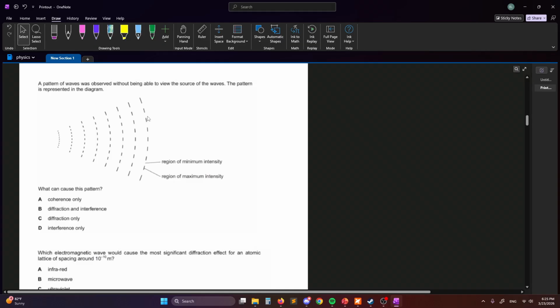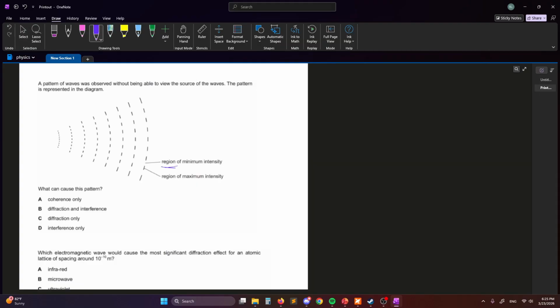A pattern of waves was observed without being able to view the source of the waves. The pattern is represented by the diagram. Okay, so first off, we have a region of minimum intensity and a region of maximum intensity, and this should immediately snap you back to diffraction, right? And if we look at here, we have coherence, diffraction, interference. So it's definitely going to be diffraction.